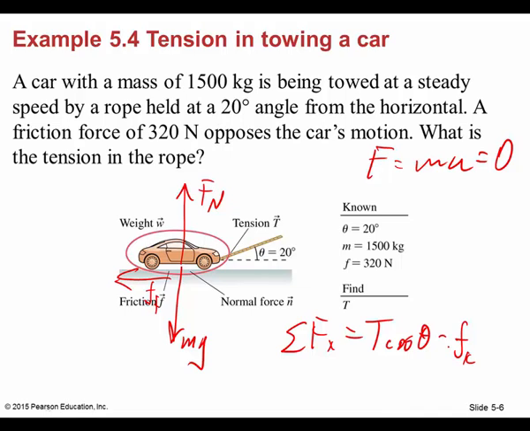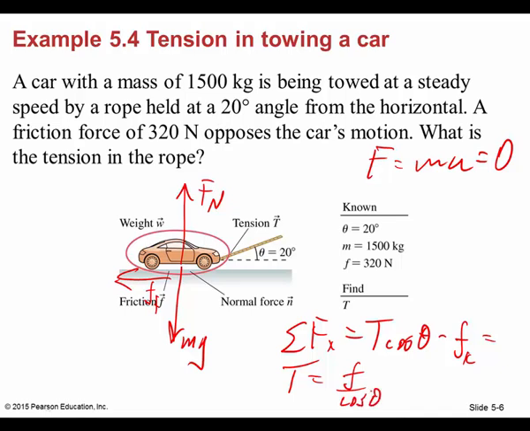And so then we do what? We've got the y direction, but do we need to write the y forces? Which way is the car moving? The car's not moving up and down. It is moving to the right. So if we want to find the tension, well, T cosine theta is equal to friction, so T is equal to friction over cosine theta, right?